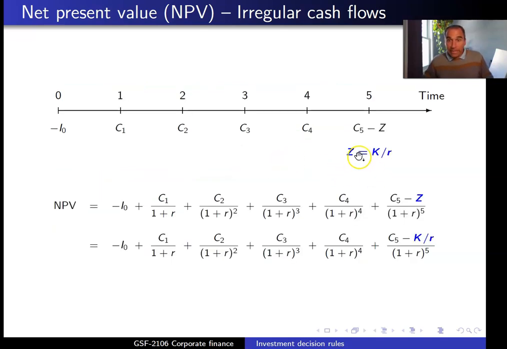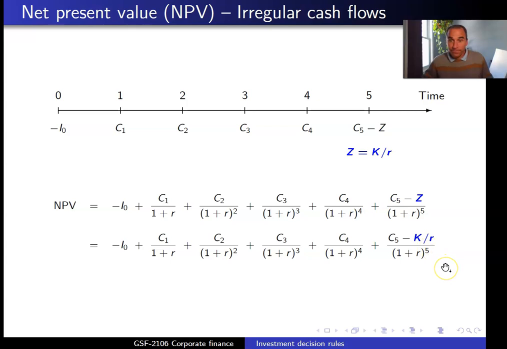Which means we can replace Z in our setup by K divided by R. So what we subtract from C5 at time 5 is the present value of the perpetuity, K paid annually every year forever starting at time 6. So the net present value is given by this equation here, where I have replaced Z by K divided by R.